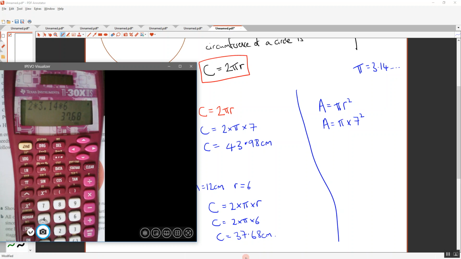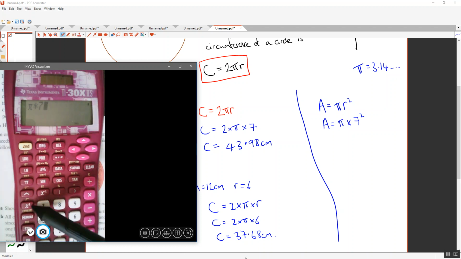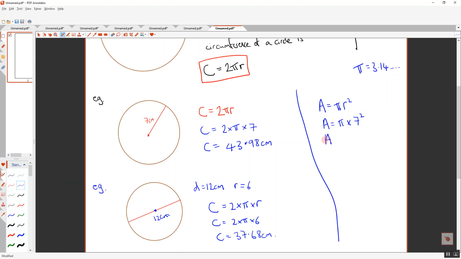So again, going to our calculator, it would be pi times 7. My squared button is this one, x with the little 2. And I get 153.9, let's round it up to 154. So that would be the area of this shape. That's 154 centimeters squared, because that's how much space this shape takes up.